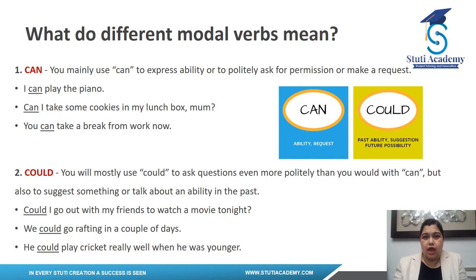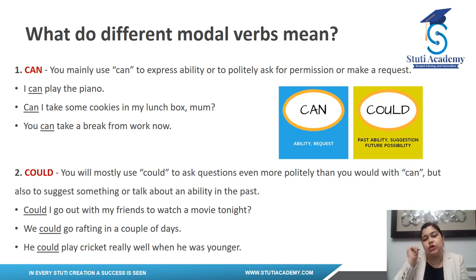Okay, it is one step further. So if you look at the examples here, could I go out with my friends to watch a movie? So I'm asking, please, could I go out with my friends tonight? So in a more polite way. We could go rafting in a couple of days. So this is a possibility. We could go rafting in a couple of days, something that will happen in the future.